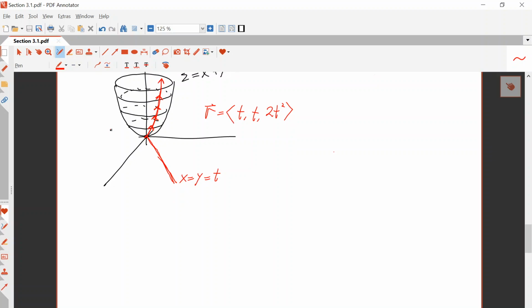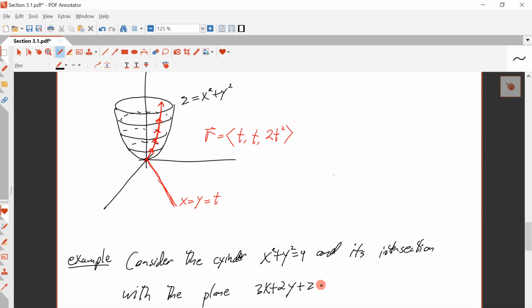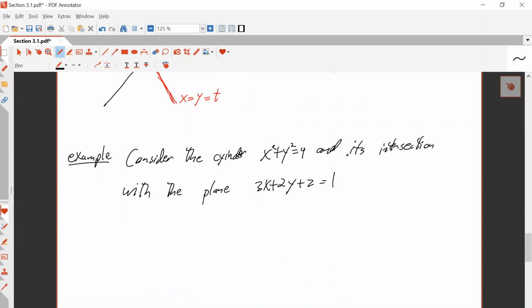How about something like this? Consider the cylinder x squared plus y squared equal to 4, and its intersection with the plane 3x plus 2y plus z equal to 1. Okay, 3x plus 2y plus z equals 1.